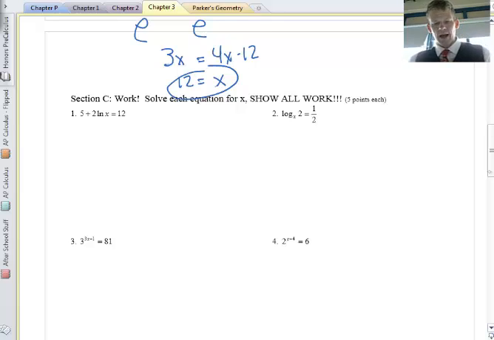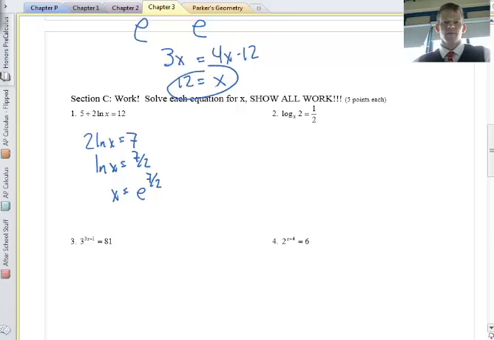Moving along to these problems, I don't know if you had a chance to try them all during class, but this first one, 2 ln of x plus 5 equals 12, equals 7, subtract the 5. ln of x equals 7 halves. So then x equals e to the 7/2. I use e as the base for both sides to undo natural log, and I get e to the 7/2 power.